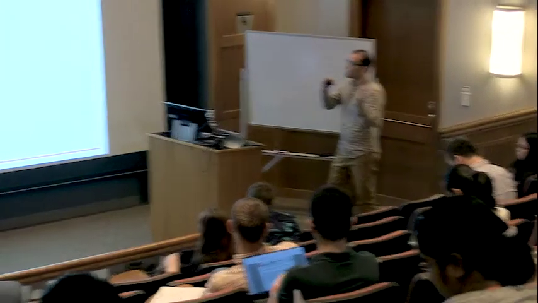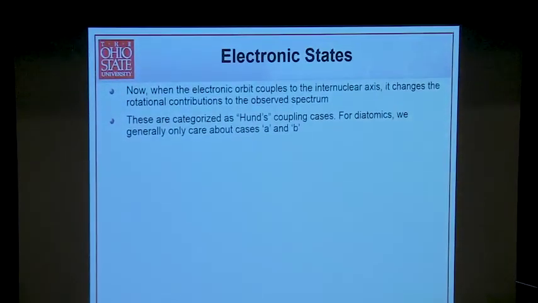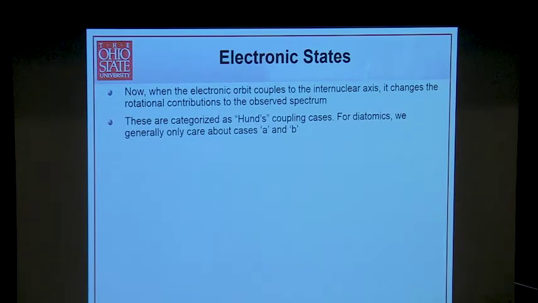Okay. Now, when the electronic orbit couples to the internuclear axis, it changes the rotational contribution. So you've done all this work to get these rotational contributions, but now when the electronic orbit couples to it, it changes everything. And depending on how it interacts, there are multiple cases, called Hund's coupling cases. Remember, before we brought in the electronic contribution, we had this rovibrational interaction. If we now consider this electronic contribution, depending on the way it couples to the internuclear axis, this will change what your spectra looks like.